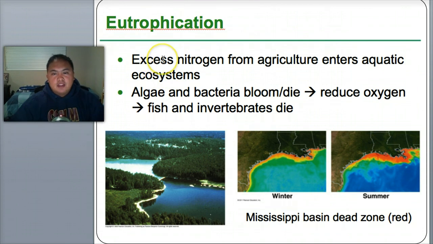The problem is that when there's a rain, the rain washes all that extra sprayed chemicals into oceans and rivers. So it goes into a river and eventually it flows into the ocean. So excess nitrogen from agriculture enters aquatic ecosystems.